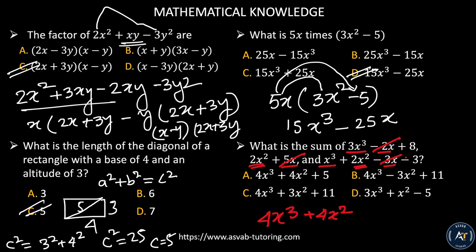So now you have what? You have 8 and 3. So 8 minus 3 is plus 5. So that is the correct answer. So the answer option letter A.